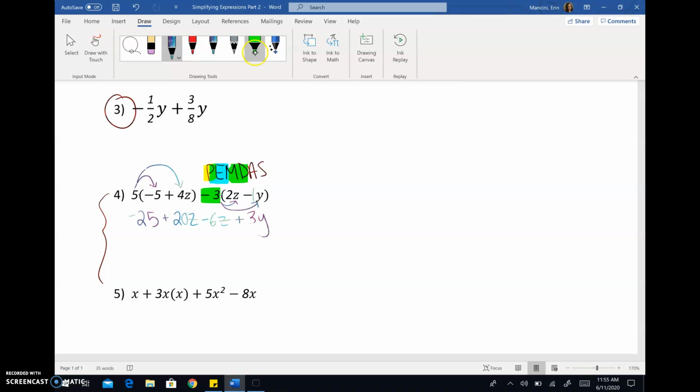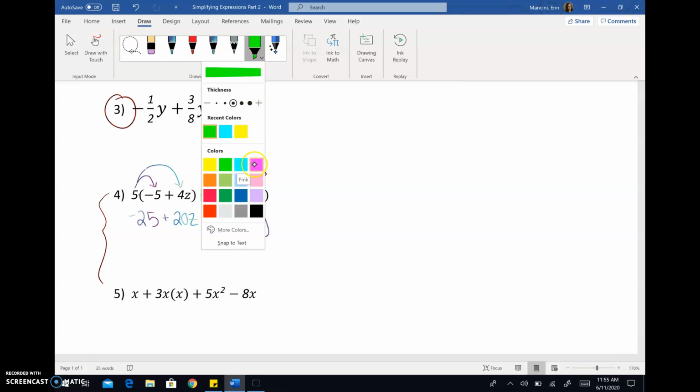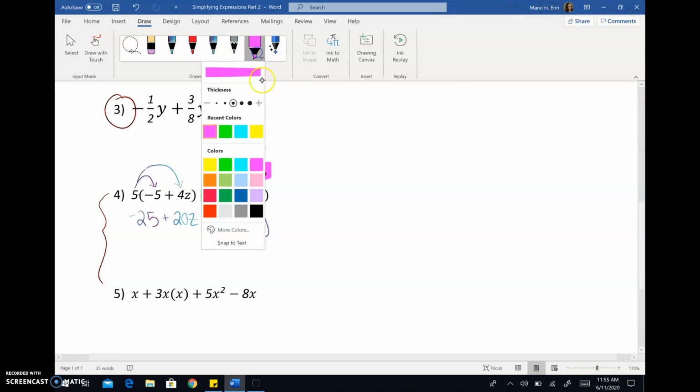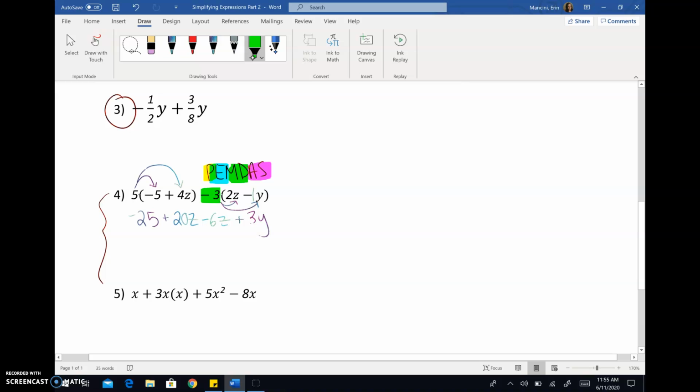Okay, so now I've done my multiplication and division. My next step in PEMDAS then is addition and subtraction. And that's where you just combine your like terms. You add and subtract what you can. So I notice I have z's here that I can combine. I don't have any other y or any other constant. So really the only thing I combine is those two terms.